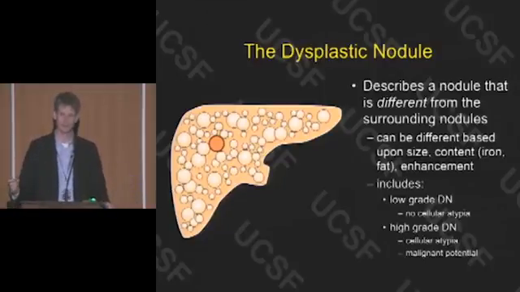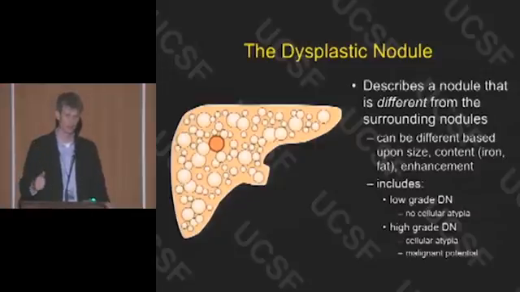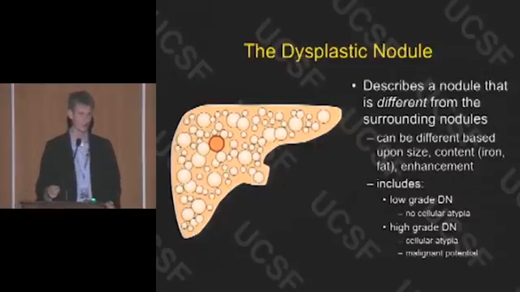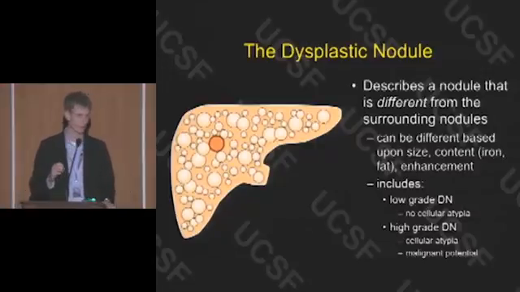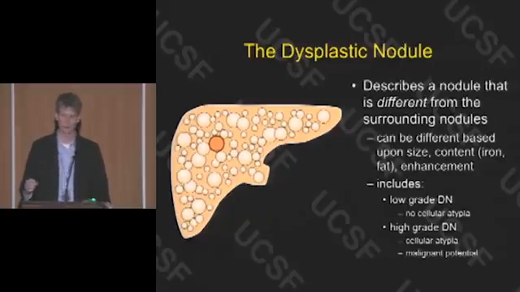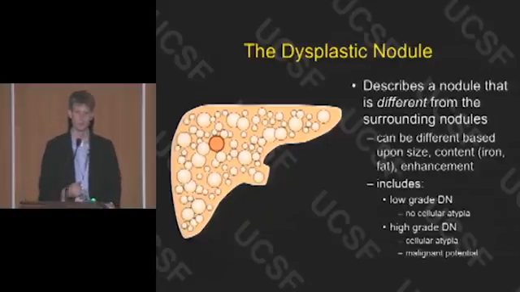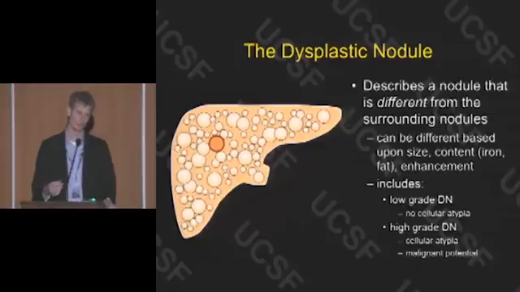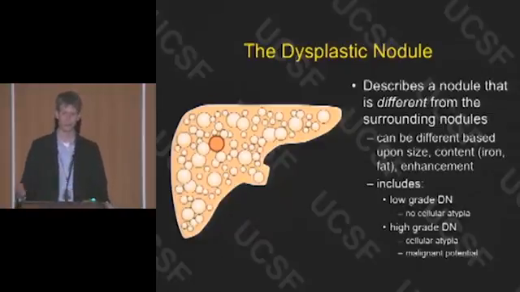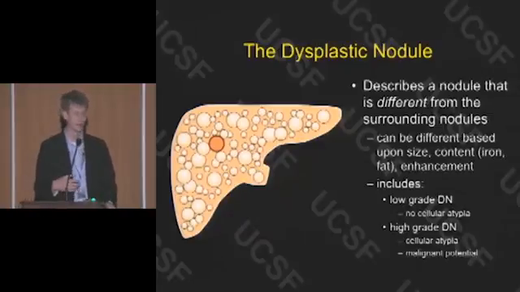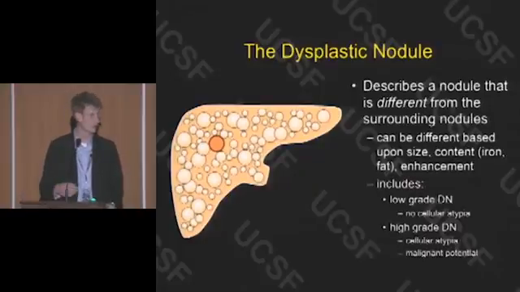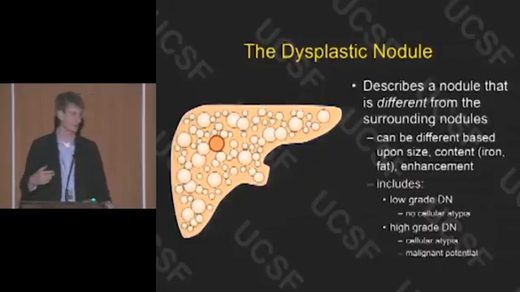It can be different in any way. It can be different in size, fat content, iron content, enhancement patterns. If it's different in any way that it distinguishes itself from the background cirrhotic nodule, this is then termed a dysplastic nodule. And it's really up to pathology to determine whether that's going to be a low-grade dysplastic nodule, which means that it has no cellular atypia, or if it's a high-grade dysplastic nodule and it does have cellular atypia.